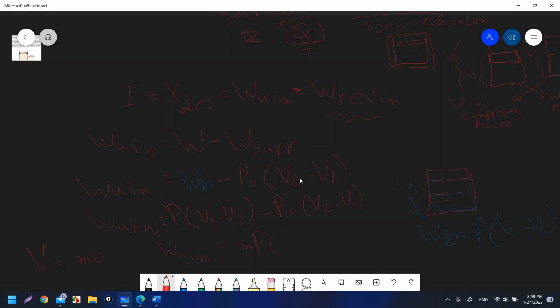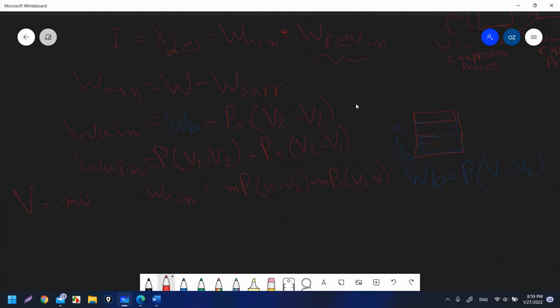M B (v1 minus v2) minus M B naught (v2 minus v1). And you have to be familiar with this equation because you will see it a lot. In closed systems, most of the questions we will have are piston cylinder, and most of them will contain boundary work with this equation. And sometimes you have to find the useful work, so you will see this a lot.